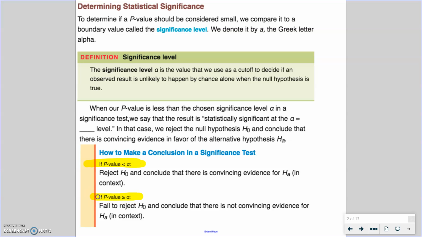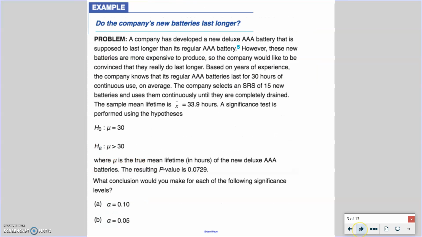But if the p-value is bigger than that significance level or that cutoff point, then we fail to reject the null because we might have some evidence, but we don't have convincing evidence to throw away the initial claim. So here's an example. Go ahead and read through it real quick, pause the video, and unpause it when you're ready to hear the answers.